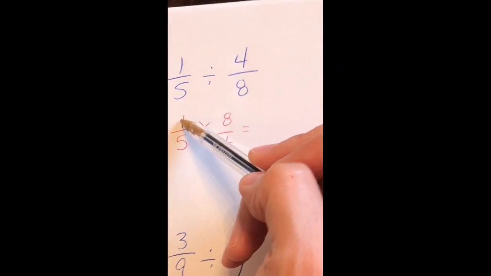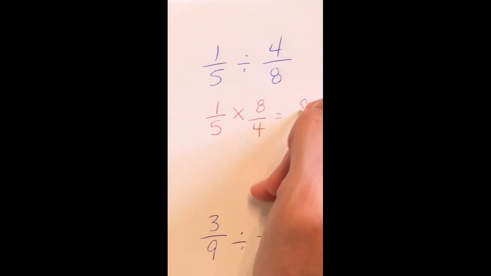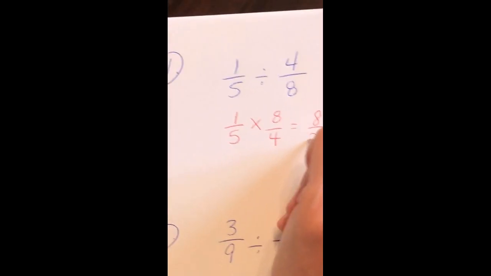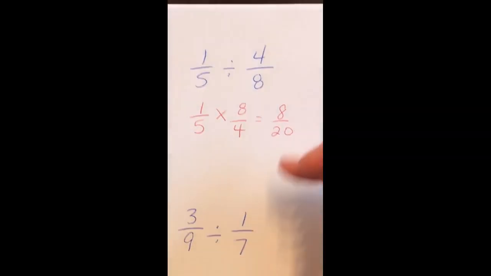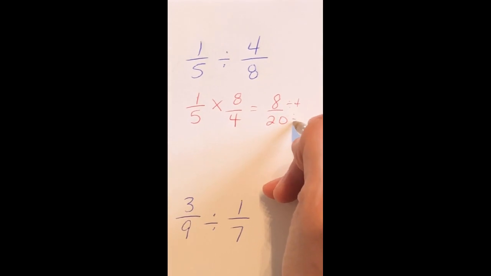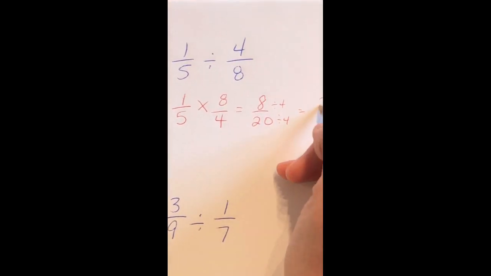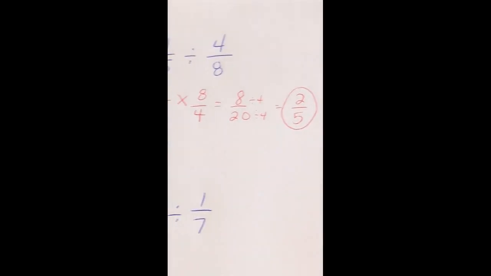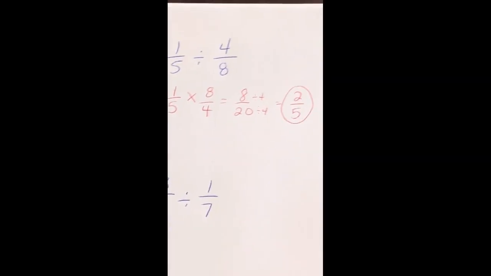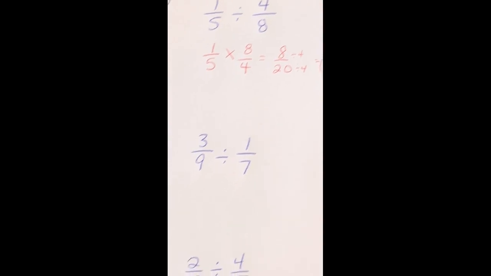So multiply my numerators. 1 times 8 equals 8. 4 times 5 equals 20. And then I simplify. I can divide them both by 4. So I have 2/5 as my answer for number 1. 2/5. Let's move on to number 2.